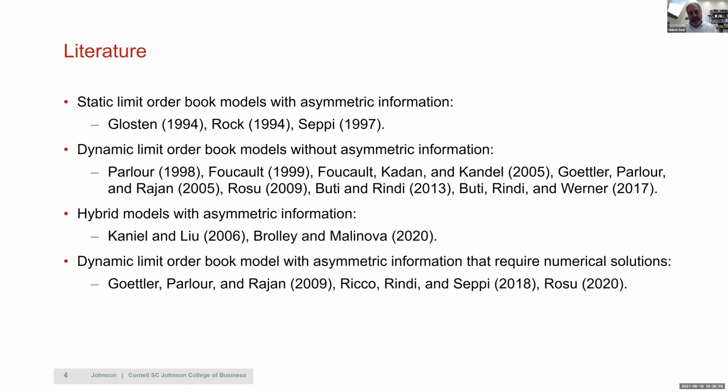And later on in the 90s, we started to have the dynamic limit order models, but none of them was able to accommodate asymmetric information. Again, I only know of 3 papers, 2 of them relatively recent, that tried to do that. This is a pretty active problem. But they couldn't solve it without numerical solutions. So that's where we kind of enter.